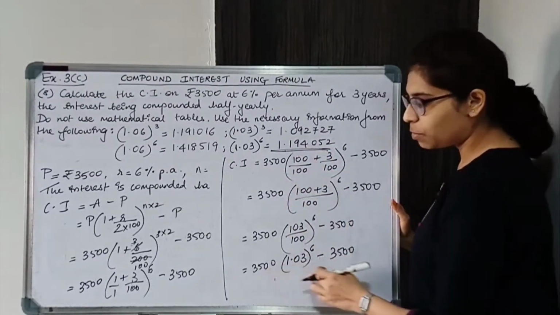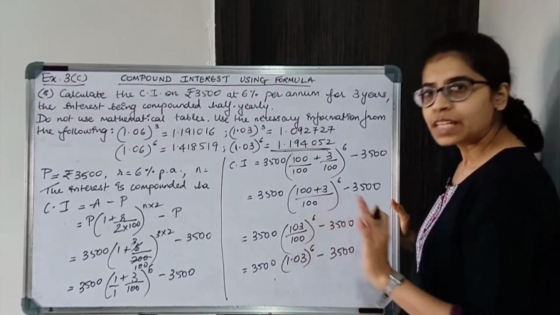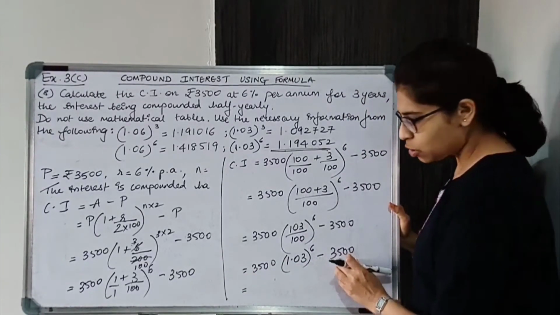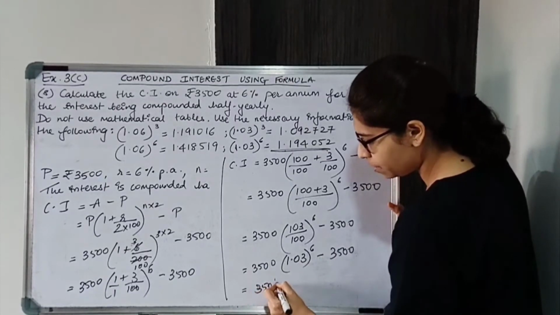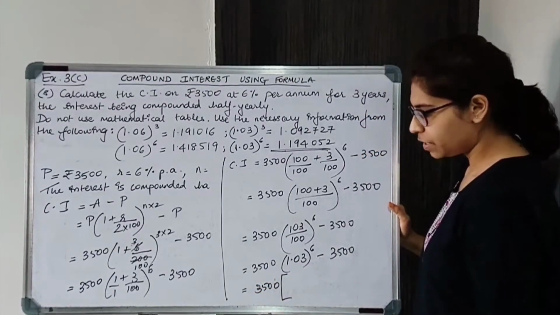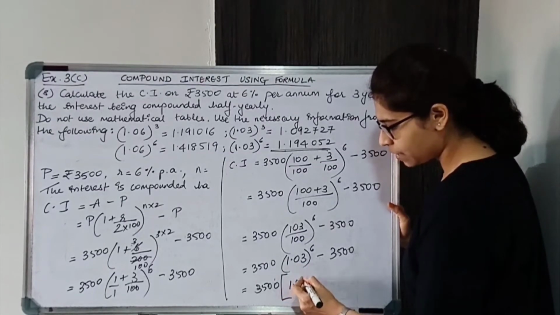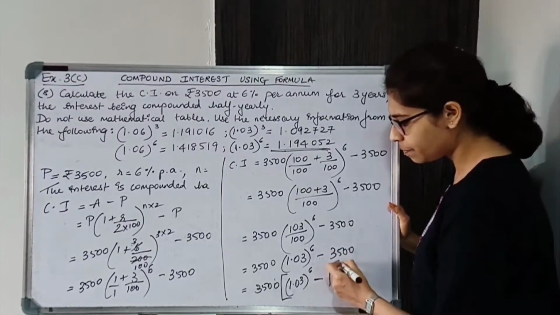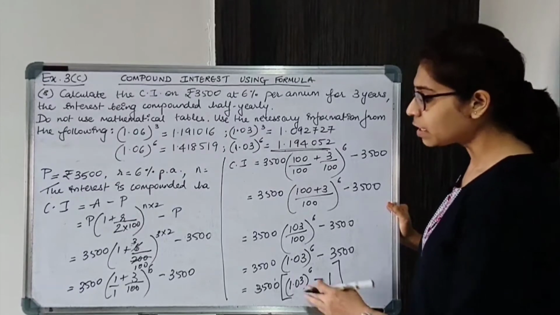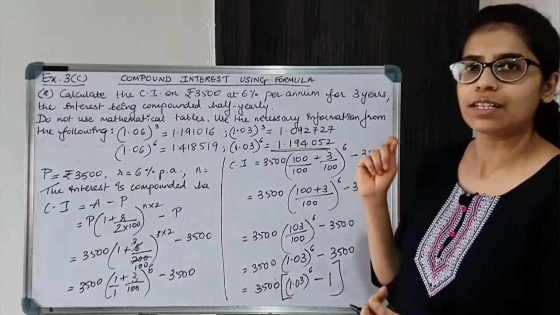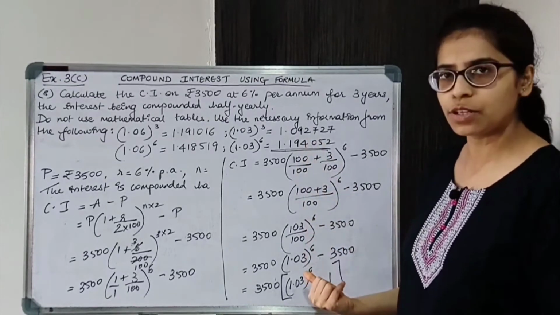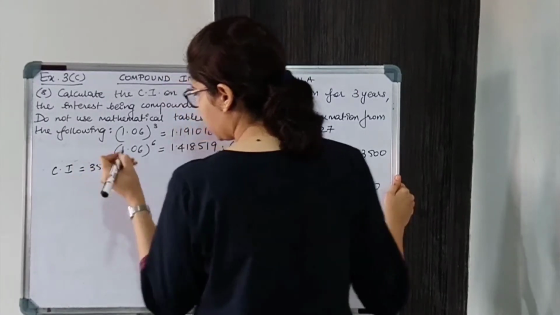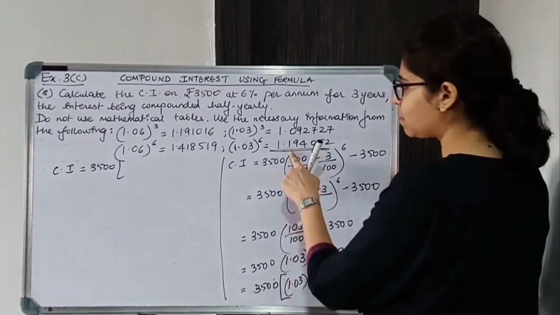If you substitute now, you have to multiply the entire number with 3,500. Instead, what you will do is take 3,500 common from both. Okay, so if you take 3,500 common, in bracket you are left with 1.03 raised to 6 minus, here nothing is left, so when nothing is left, 1. Okay, now substitute the value of 1.03 raised to 6. Okay, so we'll substitute this value now. So CI is equal to 3500 into 1.03 raised to 6, so we'll substitute this value.